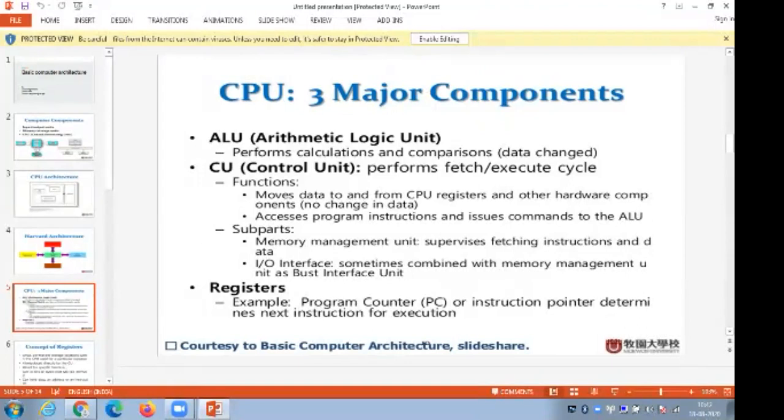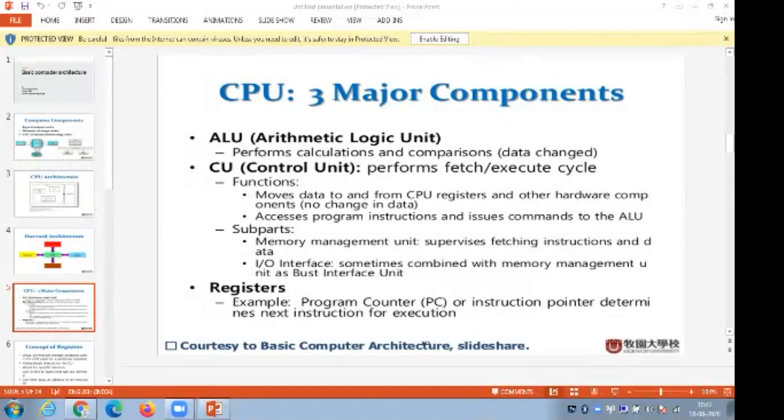Next, we have the control unit in the CPU. The control unit is used for the fetch operation and the execute operation: to fetch what is there in the system, and then to execute what is there in the system, right? So the functions of a control unit are to move data to and from CPU registers and other hardware components, with no change in data, and then it accesses programs, program instructions, and issues commands to the ALU.